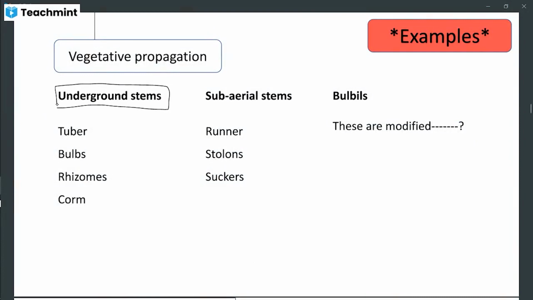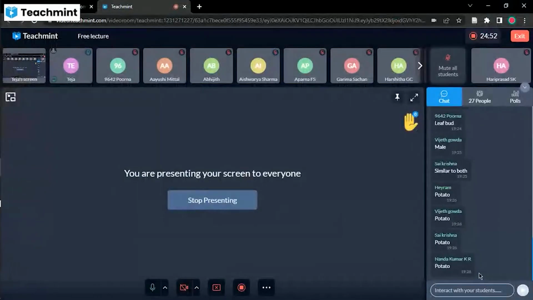Underground stems. In this, the first scientific term we will learn about is tuber. Can anyone say what is the example of vegetative propagation of the underground stem term tuber? What is the example? See, the most important thing in this chapter is examples. You need to memorize the examples. So what is the example for the tuber? Potato. Okay, so what is the scientific name of potato?